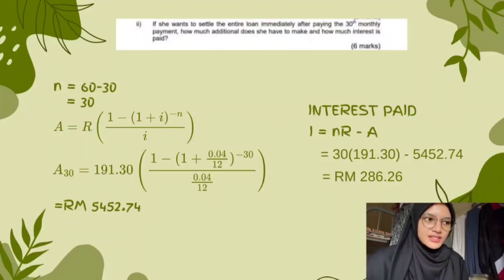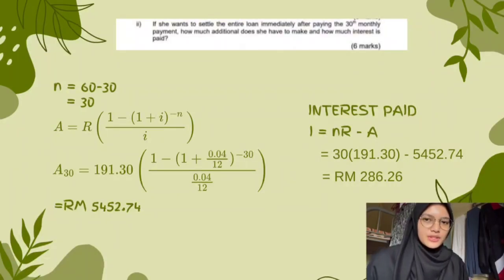Next, I'm going to discuss question number 3, which is, if she wants to settle the entire loan immediately after paying the 30th monthly payment, how much additional does she have to make and how much interest is paid? In order to solve this question, we must use the loan formula and put the value into the formula. As you can see, to find the new n, we have to minus 60 with 30 to get the n value, which is 30.